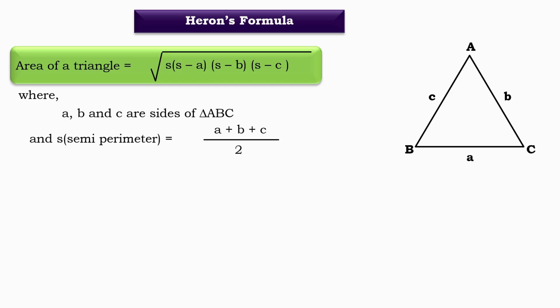Okay, I'm recapping once again. The area of the triangle will be the square root of s into (s minus a) into (s minus b) into (s minus c), where a, b and c are the sides of the triangle and s is the semi-perimeter, that is half of the perimeter. And we know the perimeter is a plus b plus c, so s is (a plus b plus c) by 2.